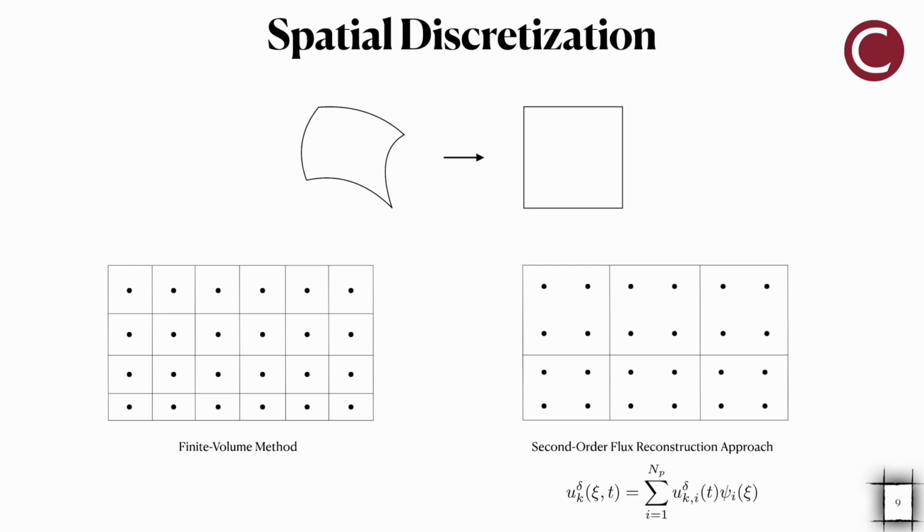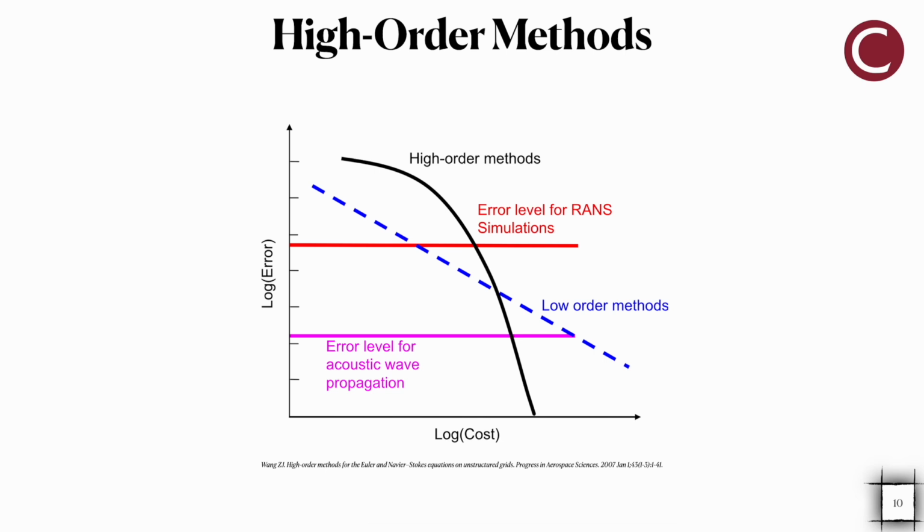But why do we want to go to higher orders? Here on the y-axis, we have the error, and on the x-axis, we have the computational cost. In red, we have the accepted level of accuracy, or it's better to say the accepted error level for RANS simulation. And in pink, we have the accepted error level for acoustic wave propagation. And we see that for acoustic analysis, we need more accurate results. So since we have a lower error level for acoustic wave propagation, we need more accurate simulations.